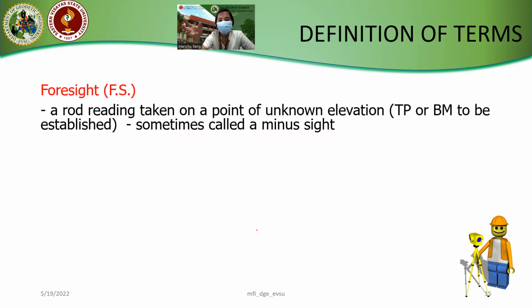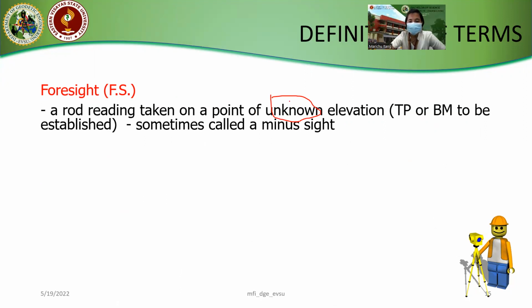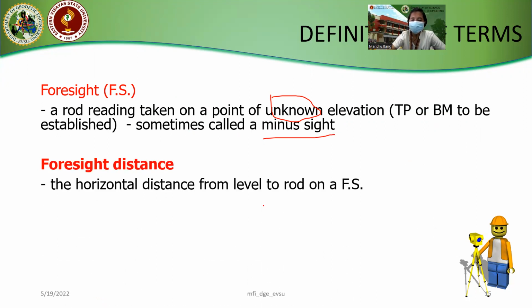Another, we have foresight. Yung kanina, backsight, is if we target on a known point. Opposite naman si foresight. A foresight is a rod reading taken on a point with an unknown elevation. So pag unknown naman yung elevation, that is known as a foresight. So si foresight is always minus. This is also known as the minus sight. Similar din sa backsight, meron din tayong tinatawag na foresight distance. This foresight distance is the distance from the instrument center to the rod in which nagtitake ka ng foresight.